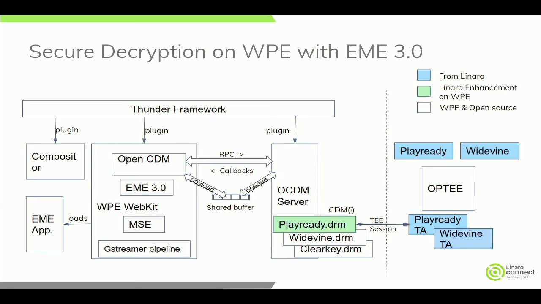It implements a shared buffer. Through the shared buffer, the encrypted content and the clear content will be shared between the WebKit and the OCDM server. And it has a CDMI implementation for different key systems that can interact directly with the OP-TEE. Currently, we evaluated PlayReady on EME 3.0. That is a contribution we made from Linaro. So this is the overall flow on the Thunder framework for secure decryption. The decryption will happen on the OP-TEE side, and these are all the components involved in the Thunder framework.